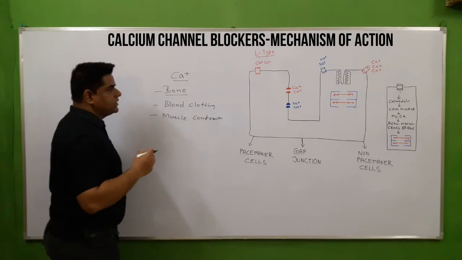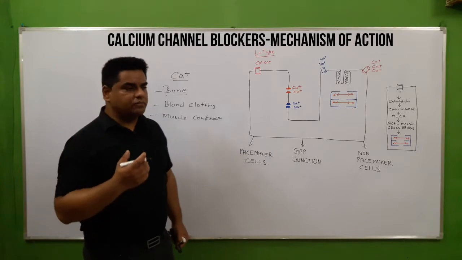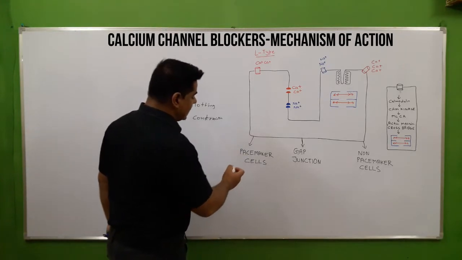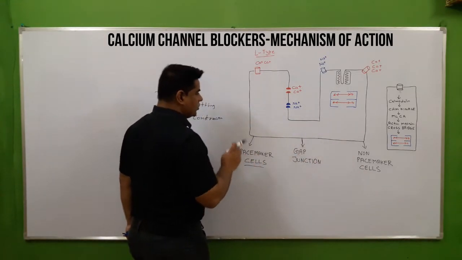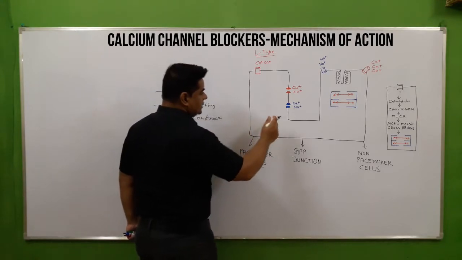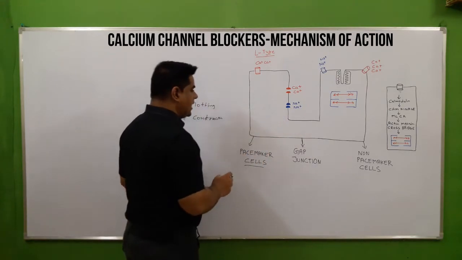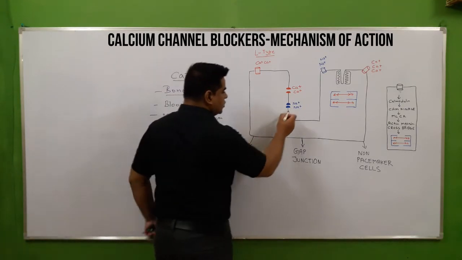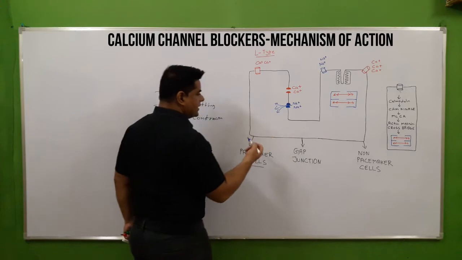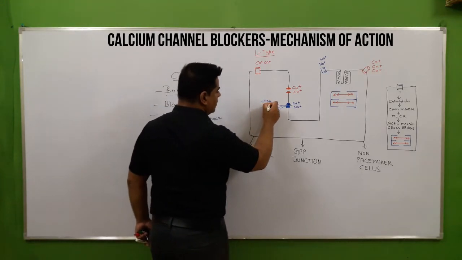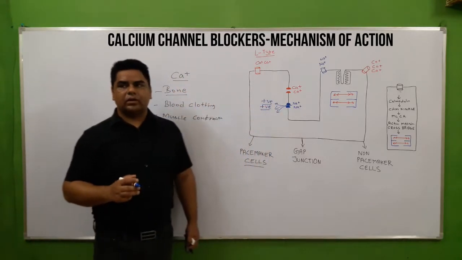Okay, now we are going to discuss the mechanism of action. Before that, we have to understand the basic physiology of the pacemaker cells and non-pacemaker cells in the heart, how they actually work. So let's discuss these things. There are channels on the pacemaker cells known as funny sodium channels, and whenever there is an action potential, sodium ion influx occurs. Sodium ions flow inside the pacemaker cells and make them more electropositive, or we can say less electronegative.